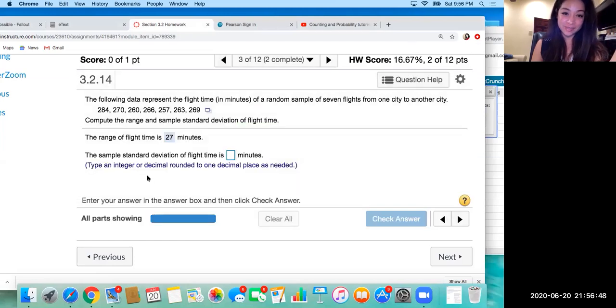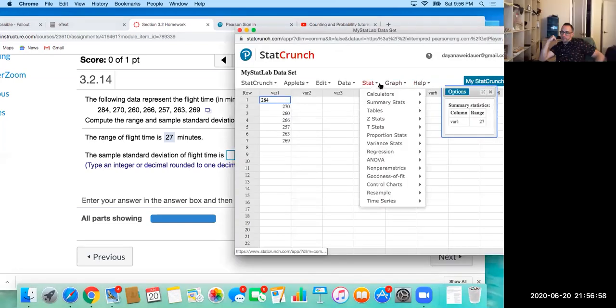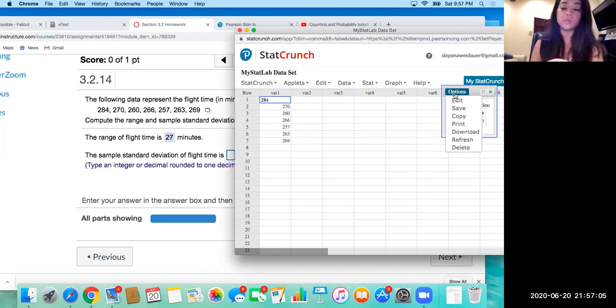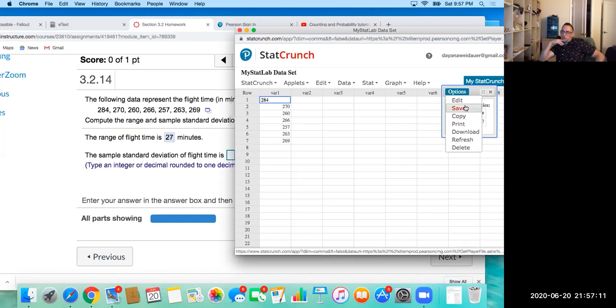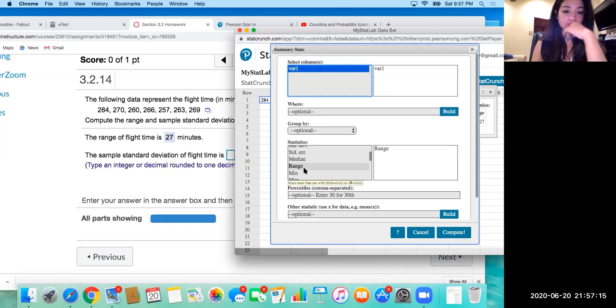Okay, the sample standard deviation of flight time. Sample deviation, and I can still do this on this, right? Yeah. Go to options on that box. So once I have this open, like this little box, you can edit it. You can go to edit, and then I can just look for standard deviation.